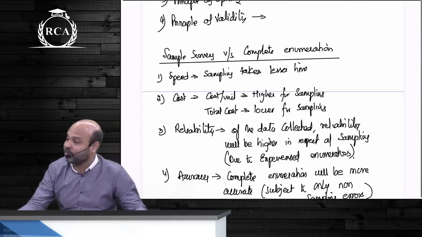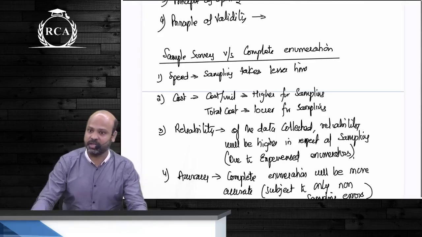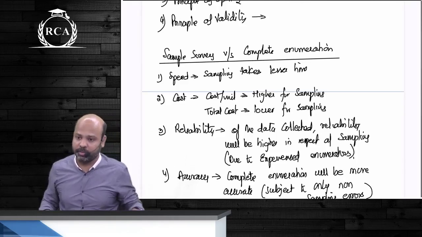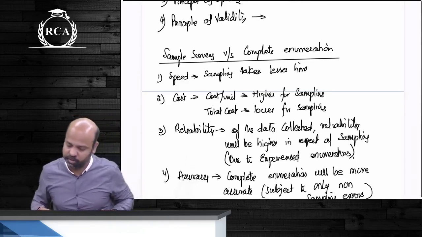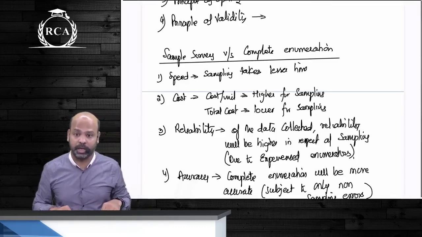So when you talk about speed, guys, sampling is better as it can be performed faster in comparison to complete enumeration. When it comes to cost, guys, total cost will be lesser in terms of sampling. However, the cost per unit will be higher in respect of sampling. Then there is reliability and accuracy.